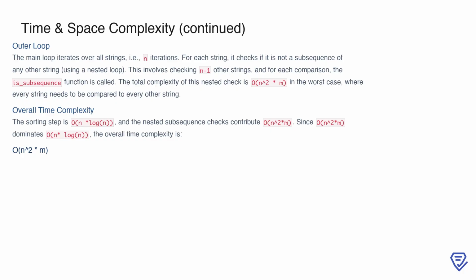Now, let's consider the outer loop, which iterates over all n strings. For each string, it checks whether the string is not a subsequence of any other string in the array. This involves a nested loop, where the current string is compared to n-1 other strings. For each comparison, the is_subsequence function is called, which takes O(m) time. Therefore, the nested comparison step has a worst-case complexity of O(n²*m), as every string may need to be checked against every other string. Combining this with the sorting step, which takes O(n log n), the overall time complexity is dominated by the nested subsequence checks, resulting in a final complexity of O(n²*m).